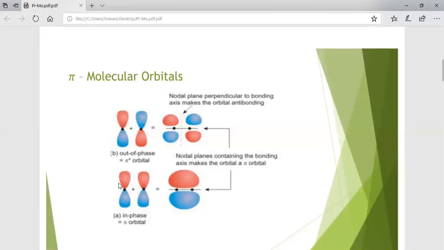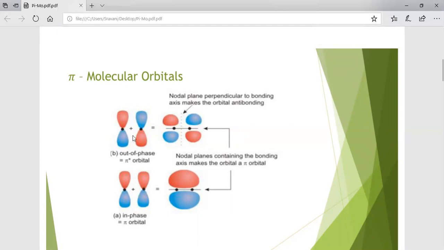That means when two p atomic orbitals approach each other with the same sign, here this p atomic orbital is with positive sign and this one is also with positive sign. Similarly here with negative sign and here also with negative sign. When two p atomic orbitals line up in this manner, they show in-phase combination and result in the formation of bonding molecular orbitals.